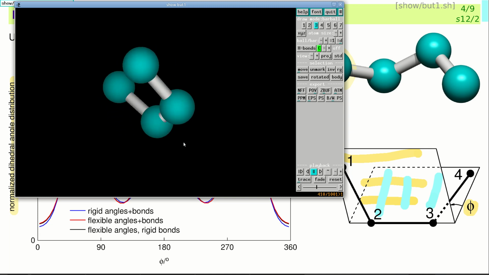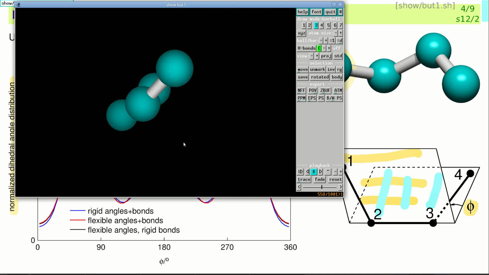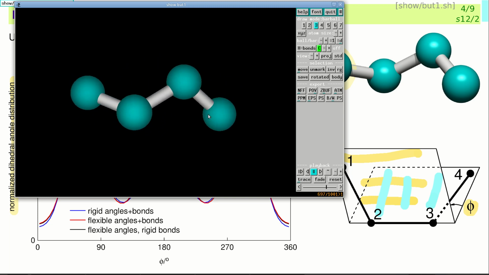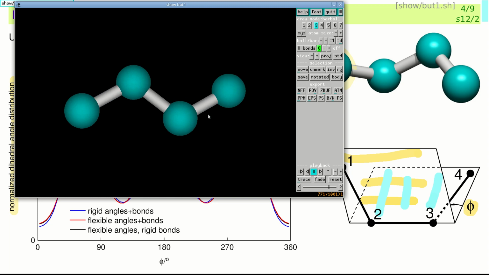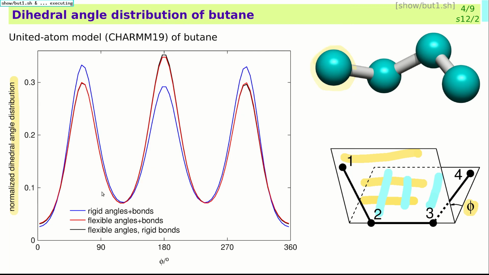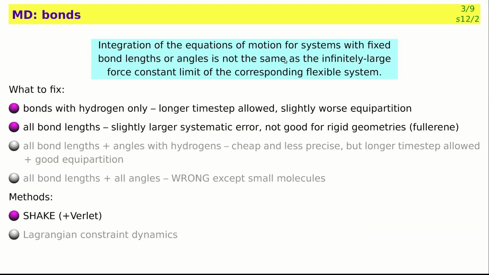I ran this for dilute gas, actually for many molecules, but you can see here how it looks like where such a molecule has internal rotation. Of course, not all molecules rotate in this way. Some of them just vibrate. This model already has constrained bonds and bond angles. And this is a dihedral angle distribution. With rigid angles and bonds, this is the blue curve, the distribution differs quite a lot from the other two. It's an example of the statement which was shown here.